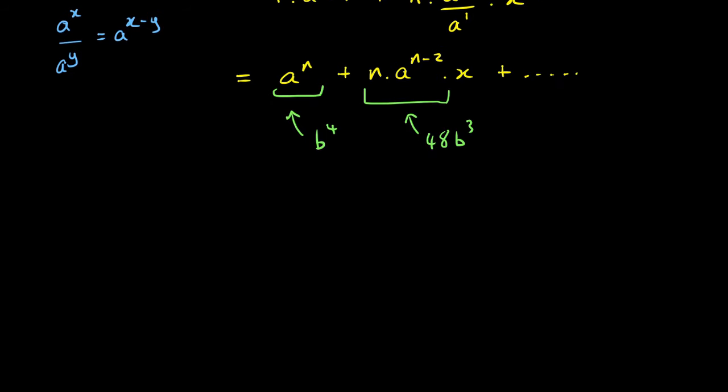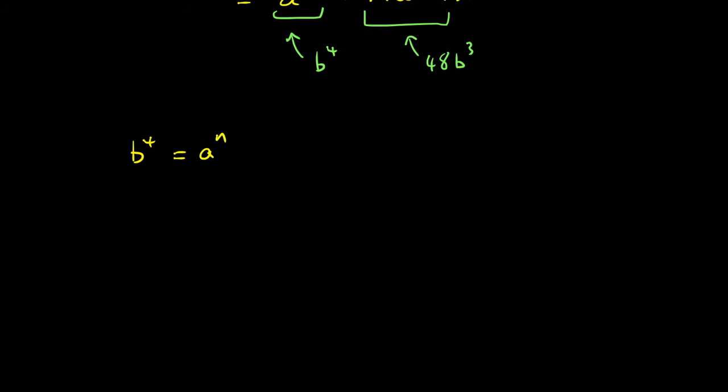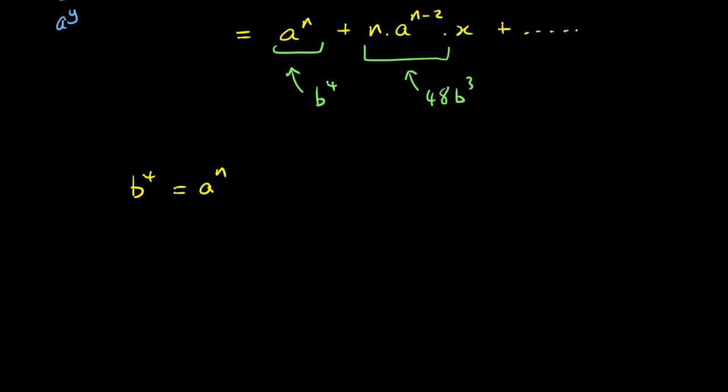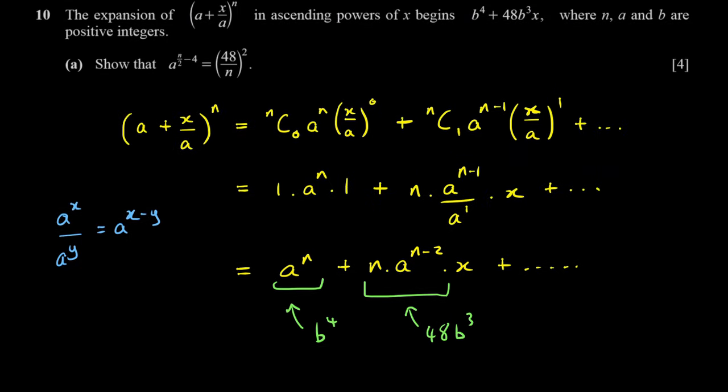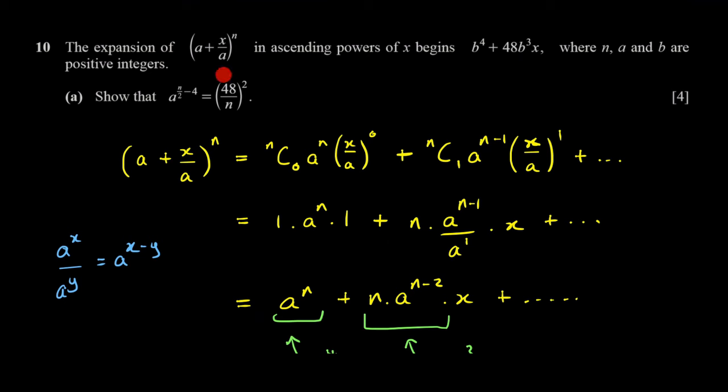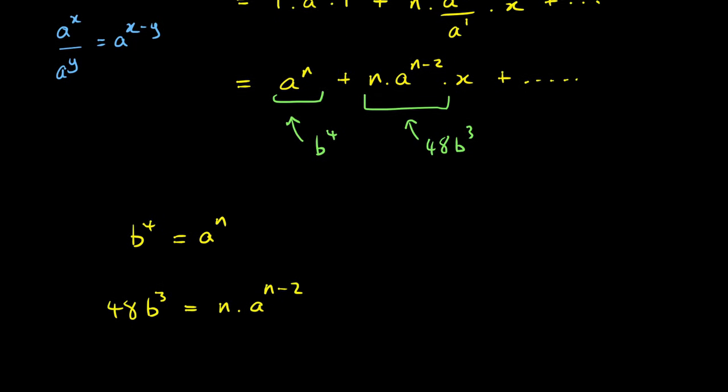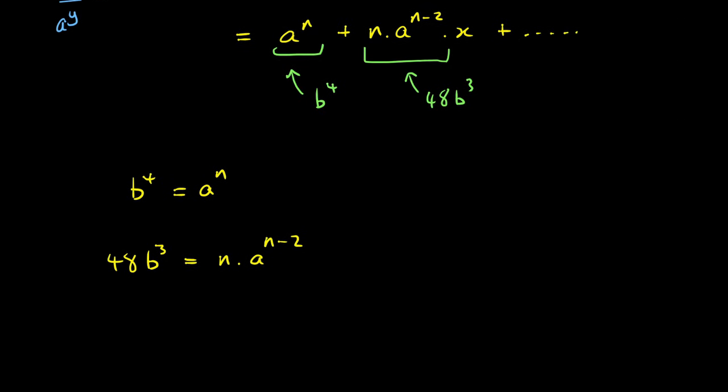So we've got two equations. We've got b to the power 4 is equal to a to the power n. That's one equation. And the second equation that we've got is 48b to the power 3 is equal to n times by a to the power n minus 2. Now, what we are asked to show is this thing. Now, there are no b's in there. So what that means is basically we've got to cancel out the b's. So the first job I'm going to do is I'm going to take the first equation and I'm going to rearrange it.